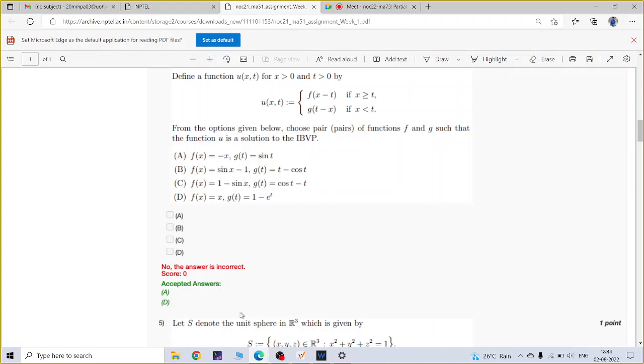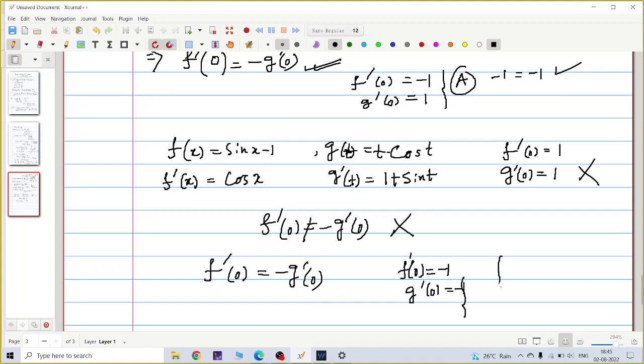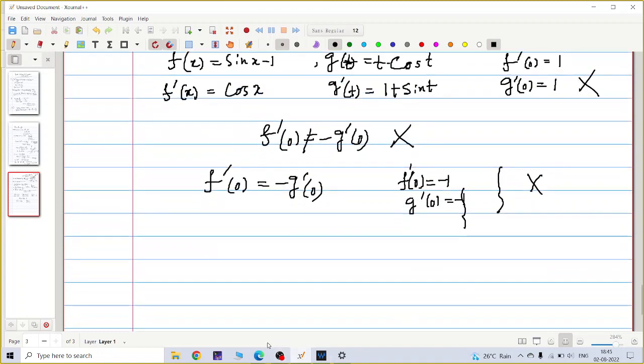I have to show those cases for which F dash 0 equals minus G dash 0. But for option C, F dash 0 is minus 1 and G dash 0 is also minus 1. So it's not satisfied. Option C is false, right? Now option D is there.